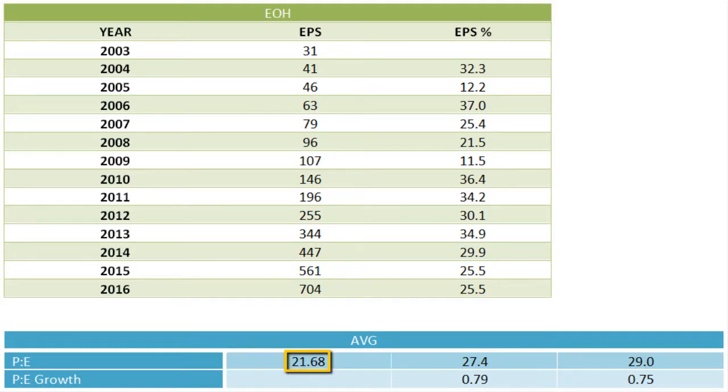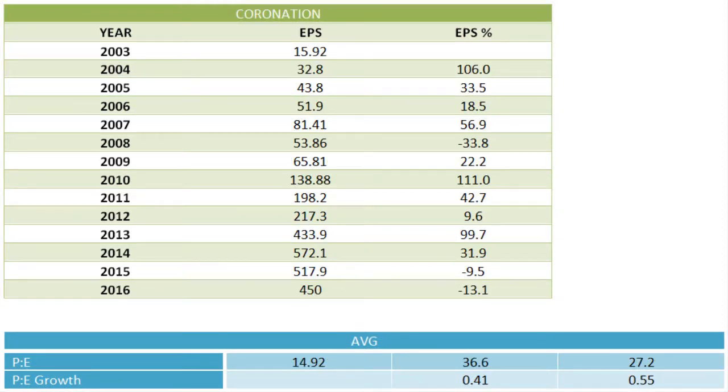Nonetheless, if you divide the 21.68, the PE ratio, by the average earnings per share growth over that period, you're coming to a PE growth ratio of 0.79, which means that even at this high price, it looks cheaper than Standard Bank.